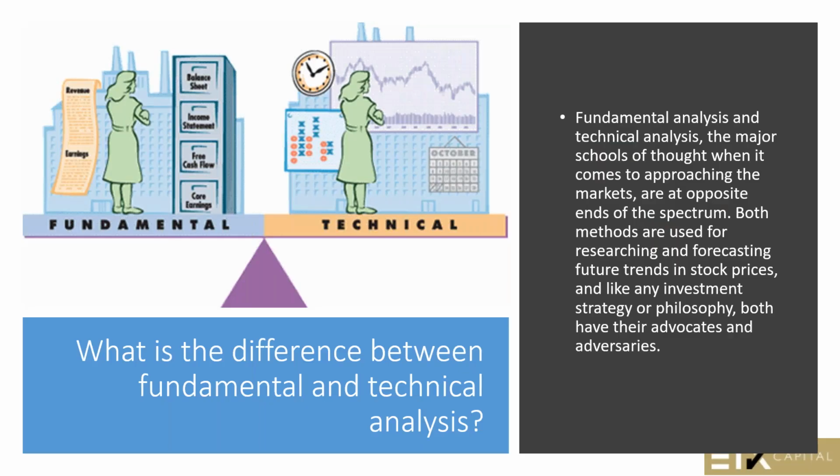So there are two main types of analysis in the marketplace: fundamental analysis and technical analysis. The major schools of thought when it comes to approaching the markets are at opposite ends of the spectrum. Both methods are used for researching and forecasting future trends in stock prices or asset prices. And like any investment strategy or philosophy, both have their advocates and their adversaries.